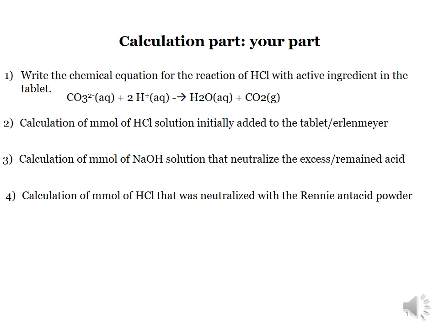After this, we need to calculate the number of millimoles of acid that was neutralized by the antacid. So again, now I need you to think a bit. We have the total number of moles initially added. We have the number of moles of NaOH that neutralized the excess. Here we need to know the relation between the number of moles of NaOH and the number of moles of excess acid. The fourth question is the number of moles of HCl that was neutralized by the Reni antacid.